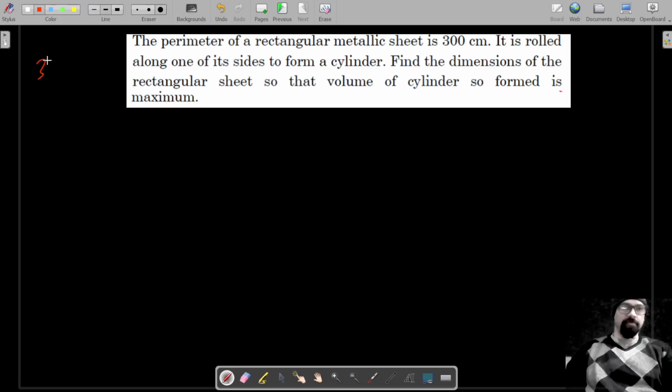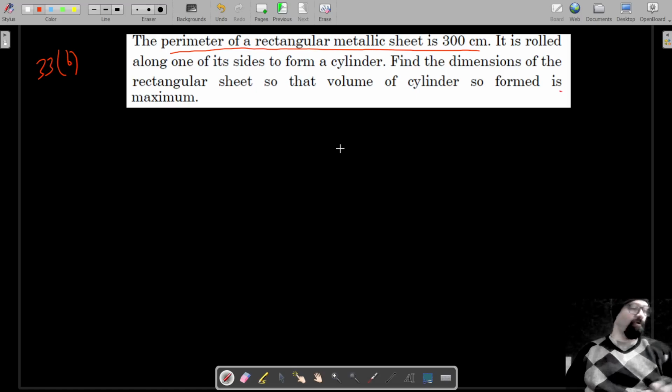For question number 33, part B, it's given that the perimeter of a rectangular sheet is 300 centimeter. It is rolled along one of its sides to form a cylinder. We have to find the dimensions of the rectangular sheet so that the volume of the cylinder so formed is maximum.